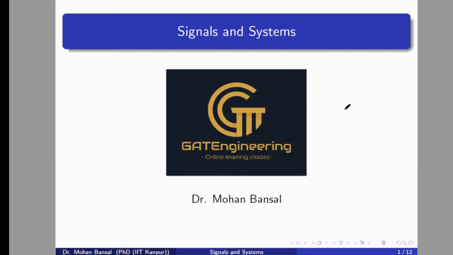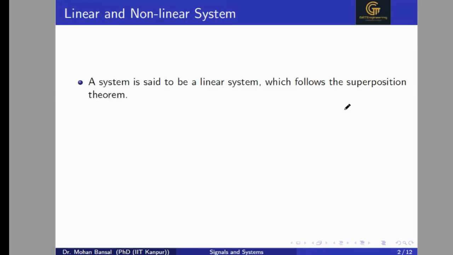In this video, we will solve some previous year GATE questions on system properties like LTI systems, causal and non-causal system, stable and unstable system. So before starting the problem, we'll quickly revise what the linear and non-linear system is, how we can check the linearity of the system, and how we can check the time invariant property of the system.